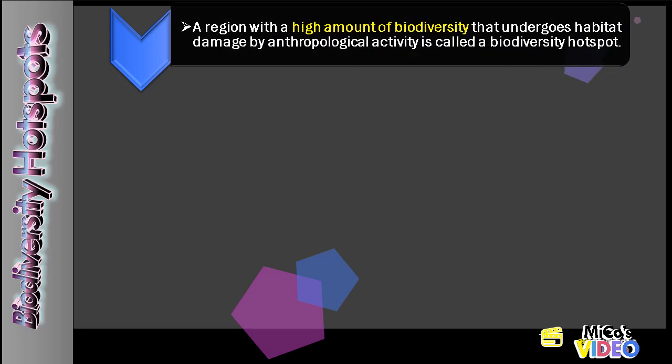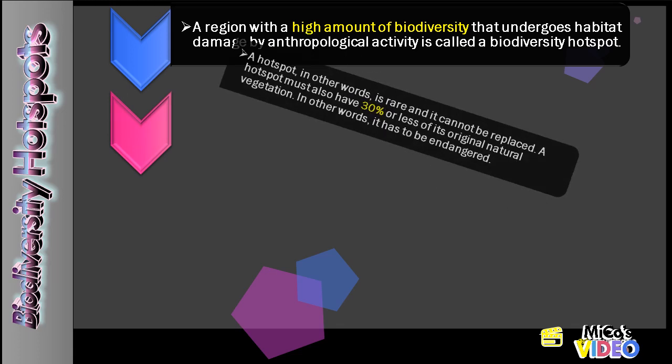Now let us talk about biodiversity hotspots. A region with a high amount of biodiversity that undergoes habitat damage by anthropogenic activities, also known as human activities, is called a biodiversity hotspot. In order to qualify as such, according to Conservation International, a region must contain at least 1,500 species of vascular plants, or equal to or greater than 0.5% of the world's total, as endemic, which means it must have a high percentage of plant life found nowhere else on the planet.